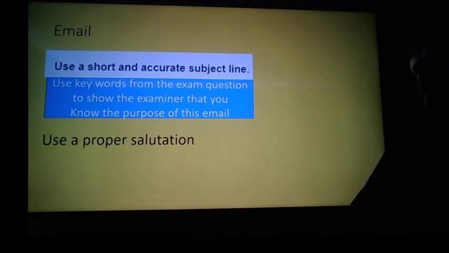And you need to use a proper salutation. Does anybody know what the word salutation means? Salutation, it just means the opening when you say hello to somebody. So the formal word salutation, it means the opening of your email when you say Dear Jane or Hi Jane, depending on how formal your email is.